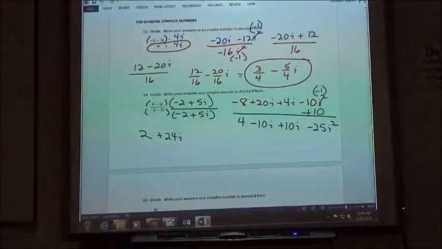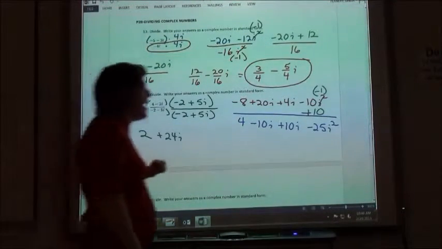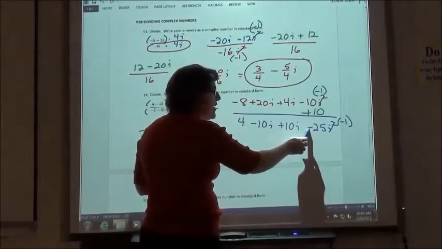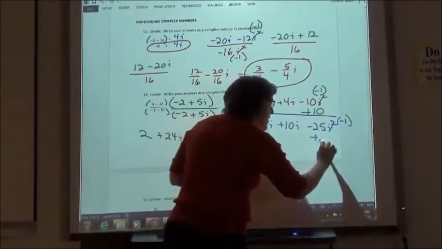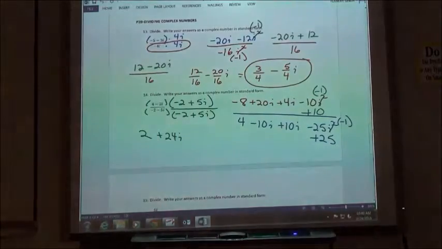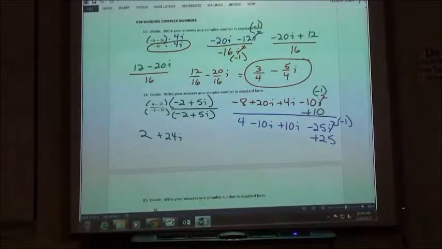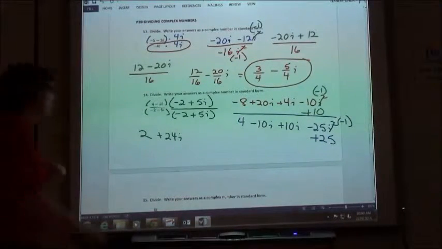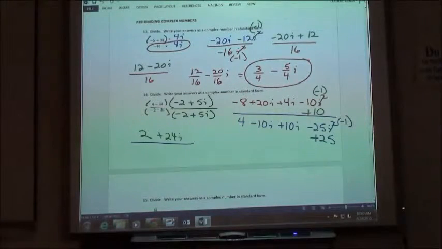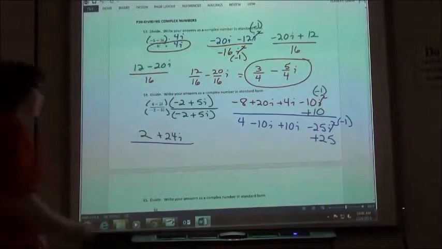Again, we've got that i squared. We're going to put a negative 1 in its spot. And then we're going to say, oh, I've got a negative times a negative. That's going to make that a plus 25. So, on the bottom of that fraction, what are we going to get? We're going to get 29.